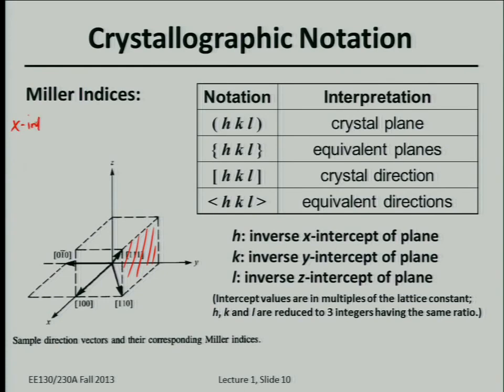Okay, so let's just write down those numbers. So let's say the x-intercept, the y-intercept, and the z-intercept, if I can write this. Okay. See, that's all you need to let people know which plane you're talking about in this lattice. So what is the x-intercept here? This is x, y, z. So what is the x-intercept?